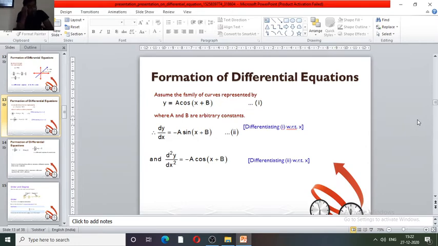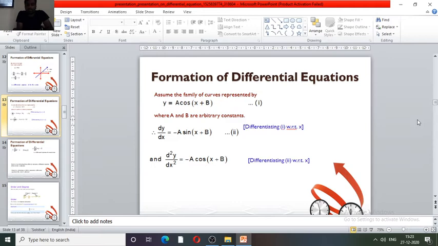That means in case of formation of differential equation, suppose we have some family of straight lines, parabola, elliptical curves, or equation of ellipse, equation of parabola. So using these things we want to find the differential equation which satisfies our given equation.